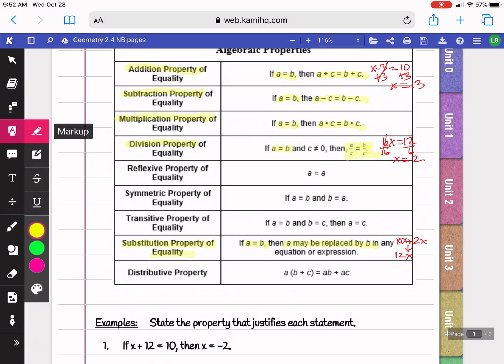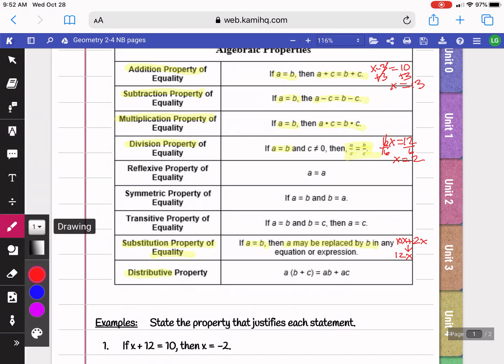So when you're combining like terms or simplifying, you're usually using substitution. And a property you use a lot is the distributive property. That's when you multiply whatever's on the outside times everything on the inside. So if I were to have like 6 times (x minus 3), and I distribute to get 6x minus 18, I'm using my distributive property.